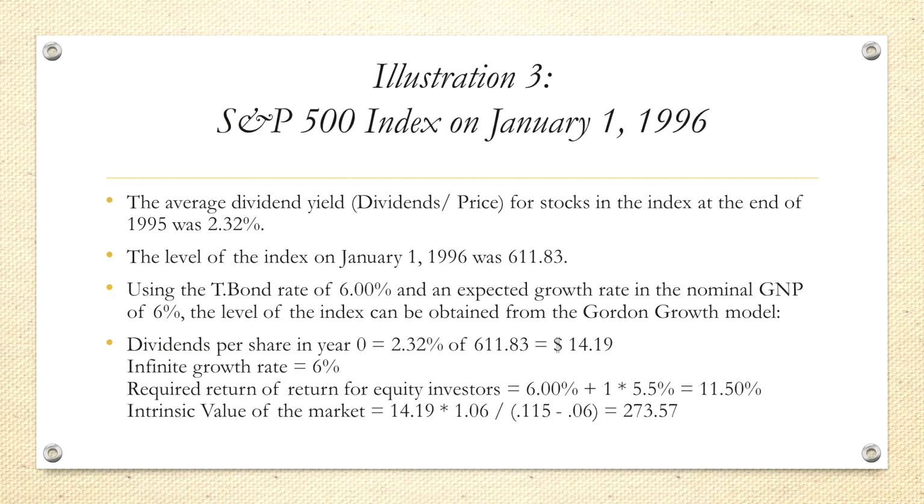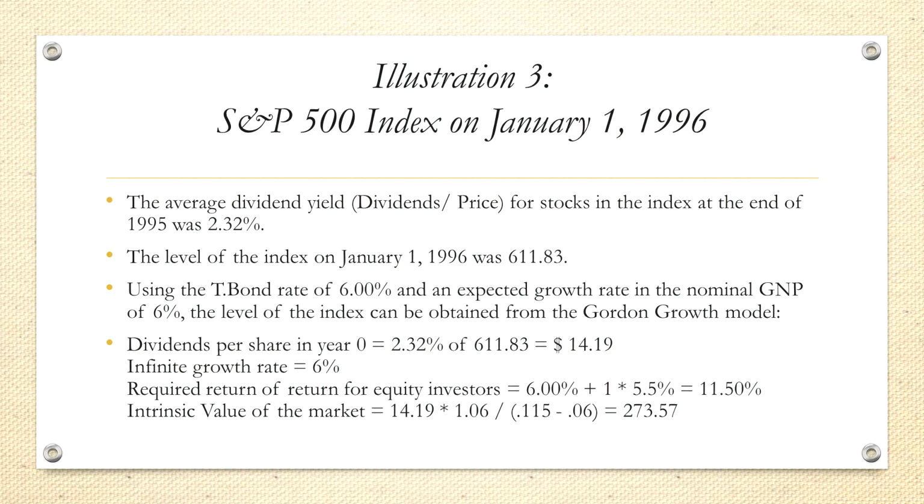First of all, we look at the cost of equity, and the cost of equity equals the risk-free rate plus beta times the equity premium. Beta should equal 1 for the market index, and the equity premium is 5.5%. So here you come up with a required rate of return for the stock market of 11.5%. Risk-free rate 6%, beta equal to 1, ERP 5.5%. And then we assume the growth rate equals 6% in the longer term.